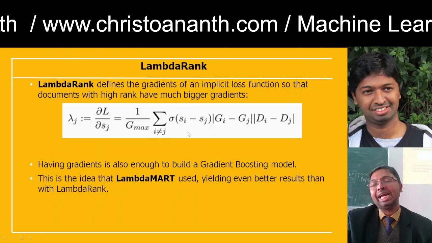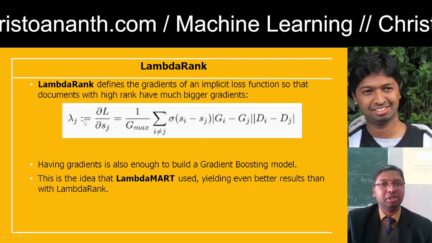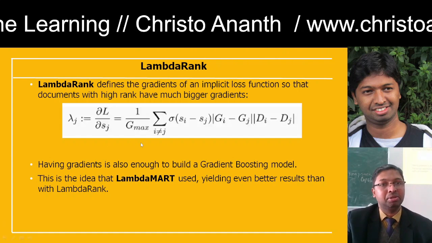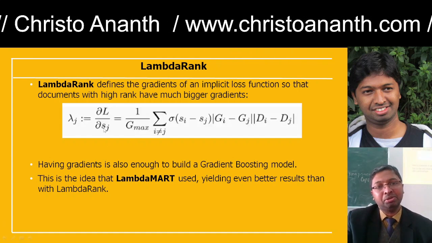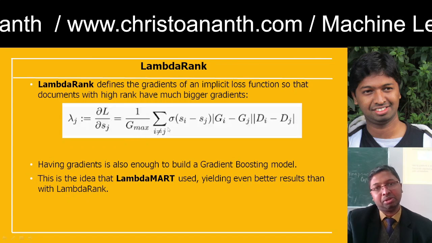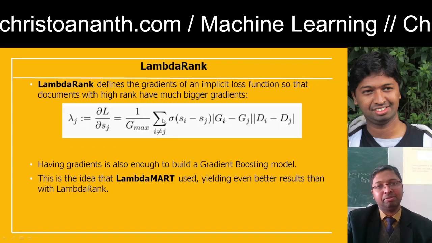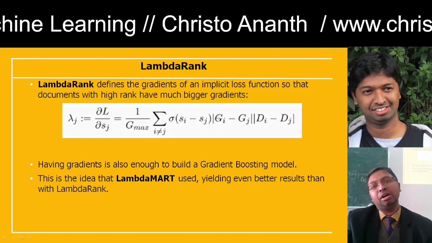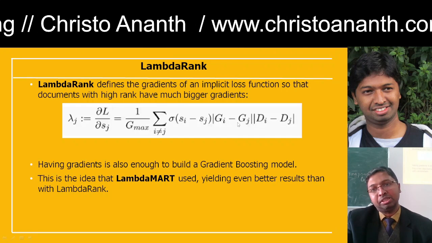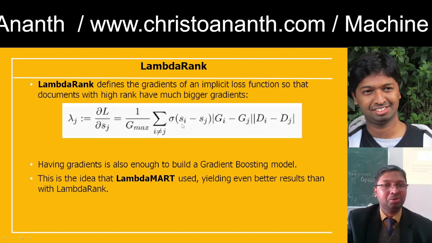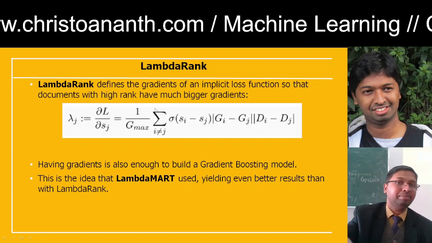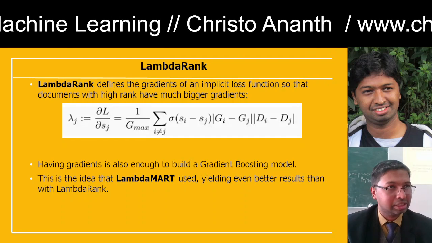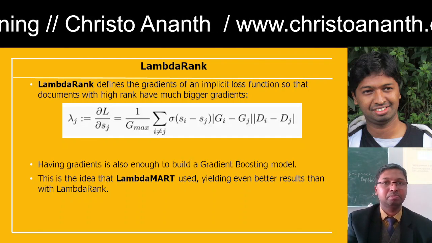So that calculates an implicit loss function, which means that documents with higher rank will have a higher gradient. So lambda j is equal to dou L by dou Sj, equal to 1 by G max, which is the gamma value, the summation over i not equal to j of sigma of Si minus Sj, with Gi minus Gj and then Di minus Dj. Here, more than LambdaRank, you can go with LambdaMART as well, which gives better results than LambdaRank.